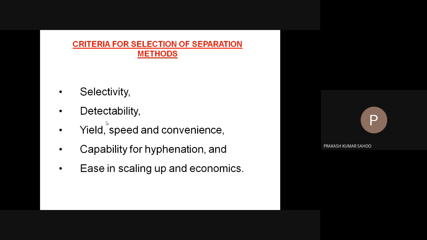Yield means the amount of substance you will get after the separation process. This is the yield. So in all these methods, simultaneous quantification of the separated product is done. A quantitative recovery of the separated product is a must. Naturally, a method giving a higher yield is preferred.